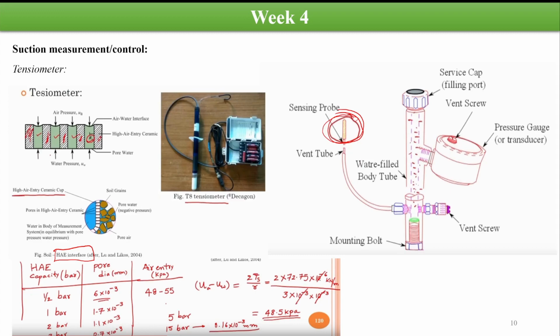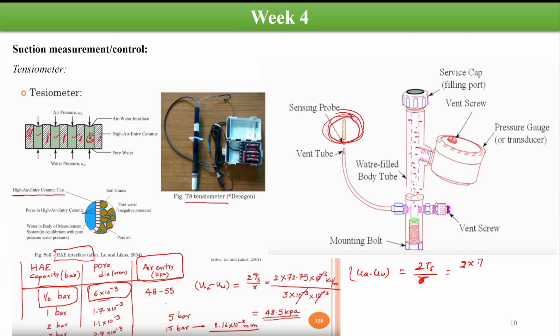So if we need to calculate the pore water pressure for a particular HAE capacity, if we want to calculate the matric suction and the pore diameter is provided, then how we can calculate is that ua minus uw will be equal to 2 times Ts upon r, as we know, taking alpha as 0 because cos 0 is 1 and neglecting the cos term.